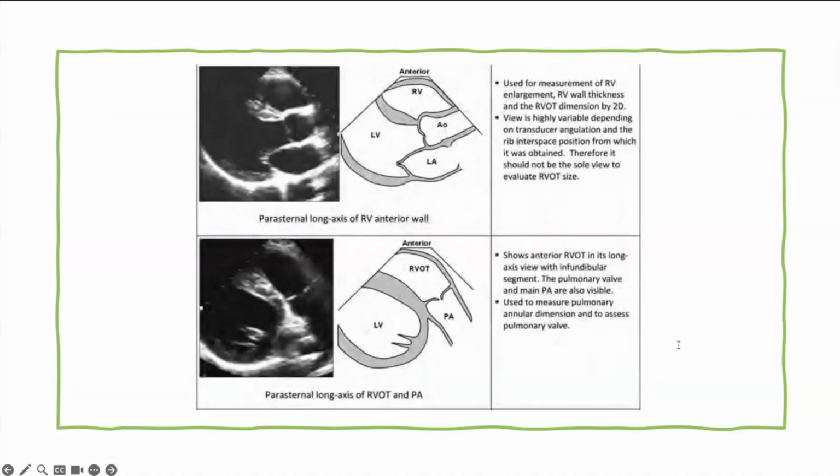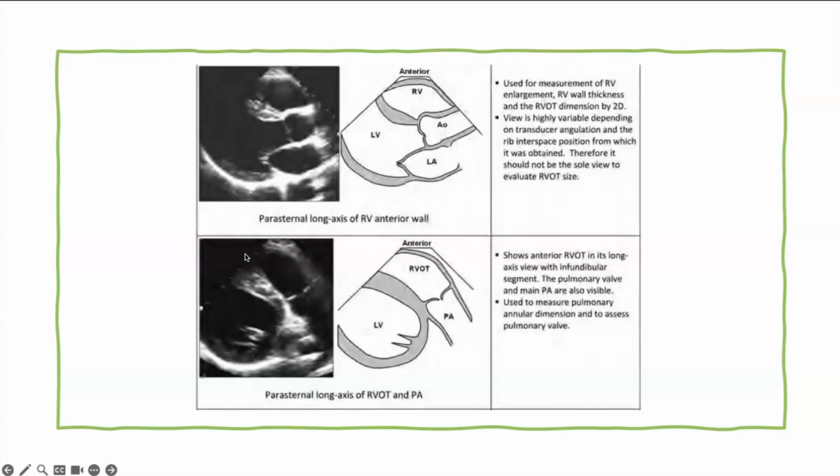So when we're imaging the RV, of course, the first thing we usually look at is the parasternal long axis of the RV anterior wall. In this view, we can get a sense of a measurement of the RV. You can do an RVOT dimension by 2D. And in this view, we can also get a sense, by visual estimation, of whether the RVOT looks slightly dilated. So remember, in a broad sense, our rule of thirds: the RVOT, the aorta, and the left atrium should all be roughly the same size. And if one of them is a little bit bigger than the other, then potentially it's dilated.